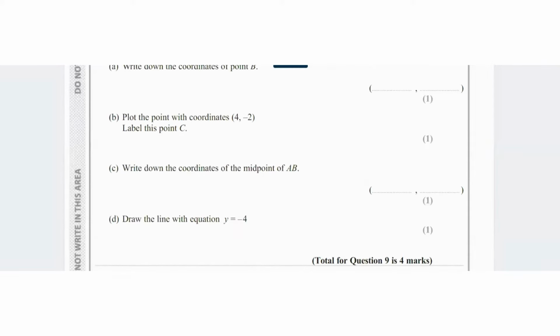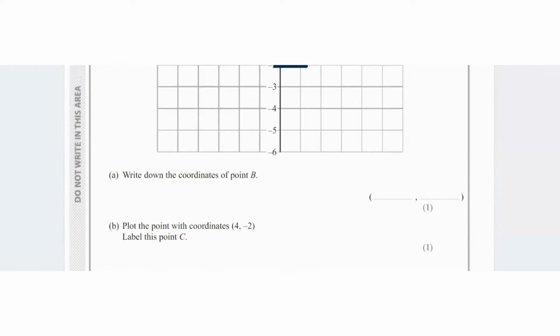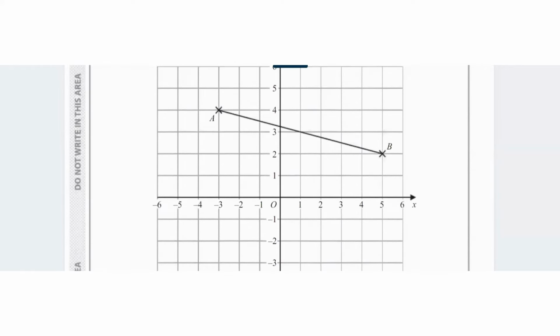Then it says write down the coordinates of the midpoint of AB. So for the midpoint of AB, let's write the coordinates of A first. On the x-axis, it's -3. On the y-axis, it's 4. So -3, 4 is A. And as we said earlier, B is 5, 2.